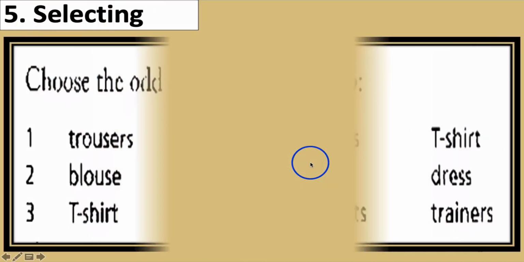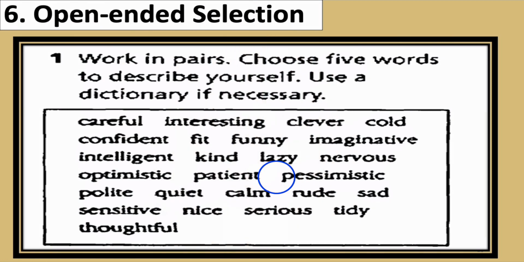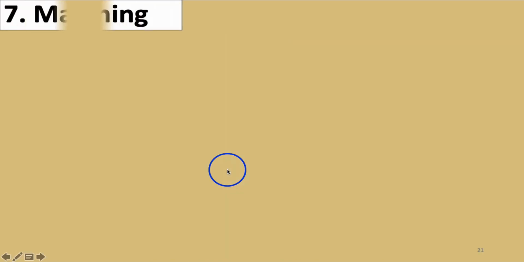Also we have selecting: choose the odd one out in each group. So here the students need to find the intruder in each category. For example, we have blouse, skirt, tie, and dress. So they need to find the intruder. Also, we have open-ended selection. Work in pairs, choose 5 words to describe yourself, use a dictionary if necessary. So the students need to choose words to describe themselves.